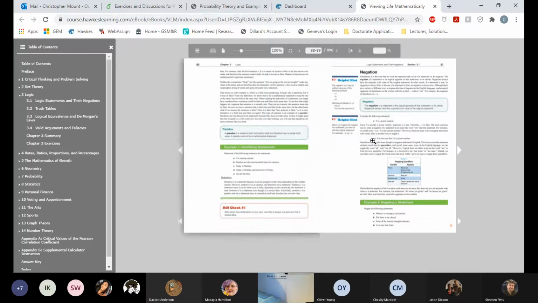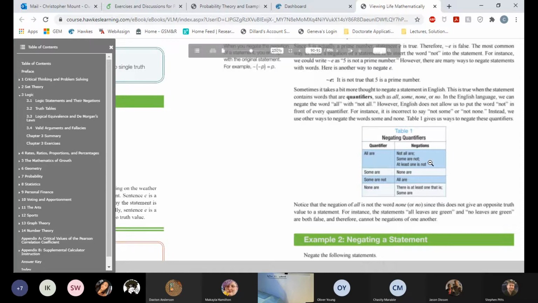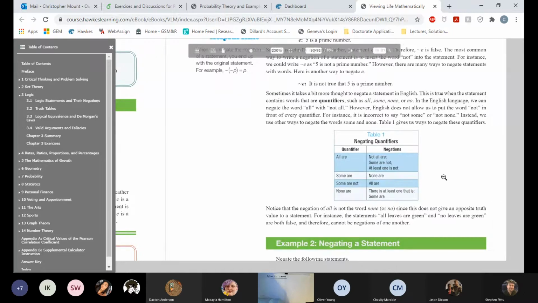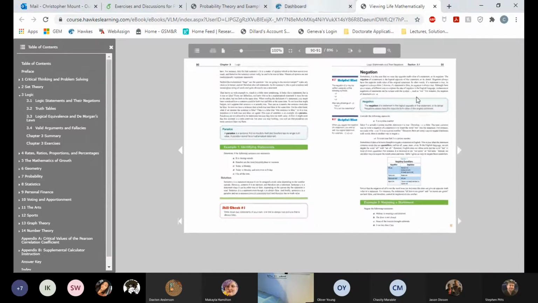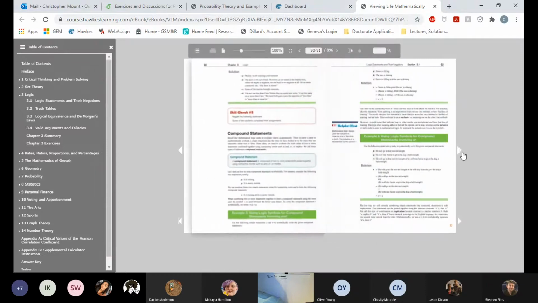Last time I mentioned a table on page 81 that told you how to negate quantifiers. Remember, to negate a quantifier that says all, you say at least one is not. So if all the pens are blue, the negation would be that at least one of the pens is not blue. Or you could say some are not blue, or not all are blue. But the one that really gets to the point is the last one: at least one is not blue. All right, but let's continue flipping through.